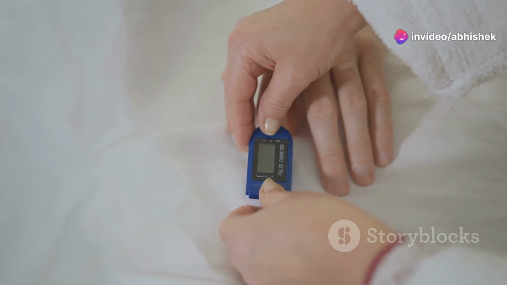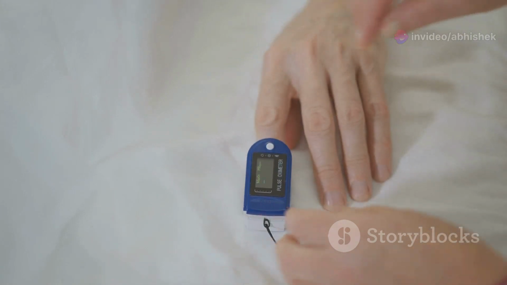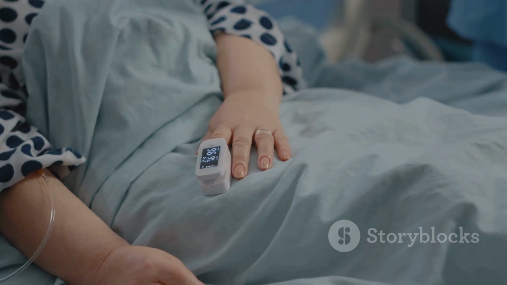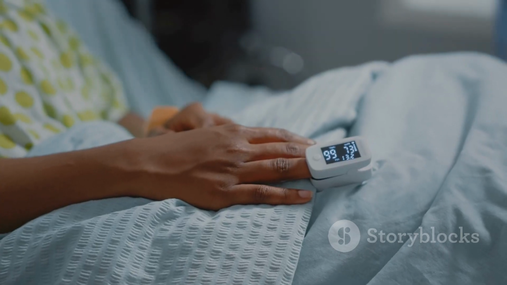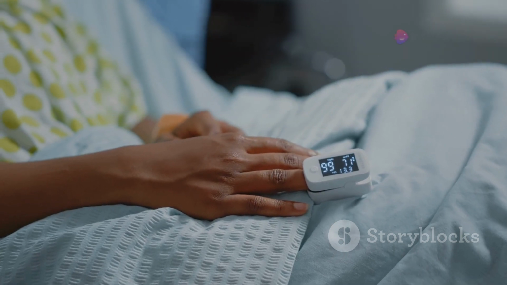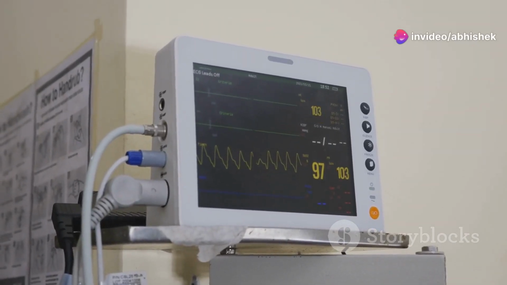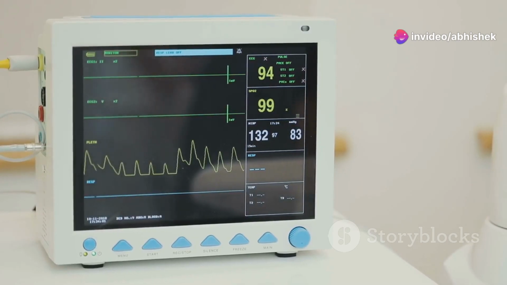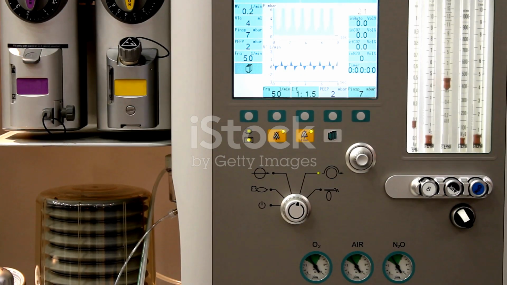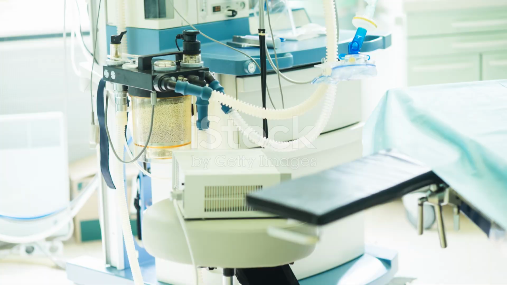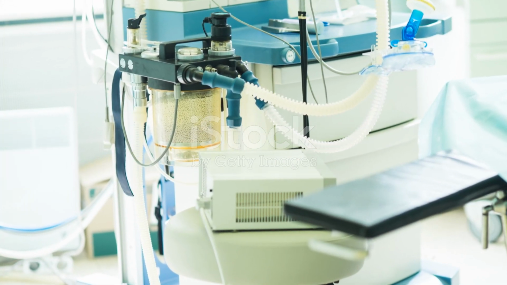One of the most important monitors is the pulse oximeter. You've probably seen this little device before. It clips onto the finger and measures the oxygen saturation in the blood. We also use electrocardiograms or EKGs to monitor heart rate and rhythm, blood pressure cuffs to track blood pressure, and even devices that measure brain waves to assess the depth of anesthesia.